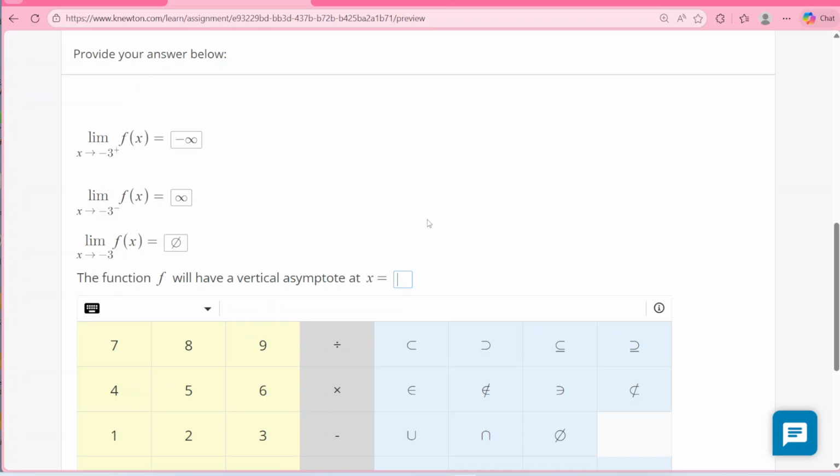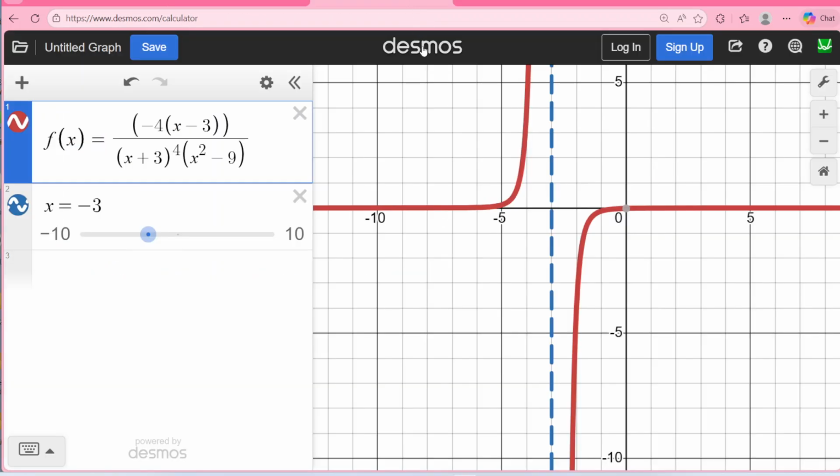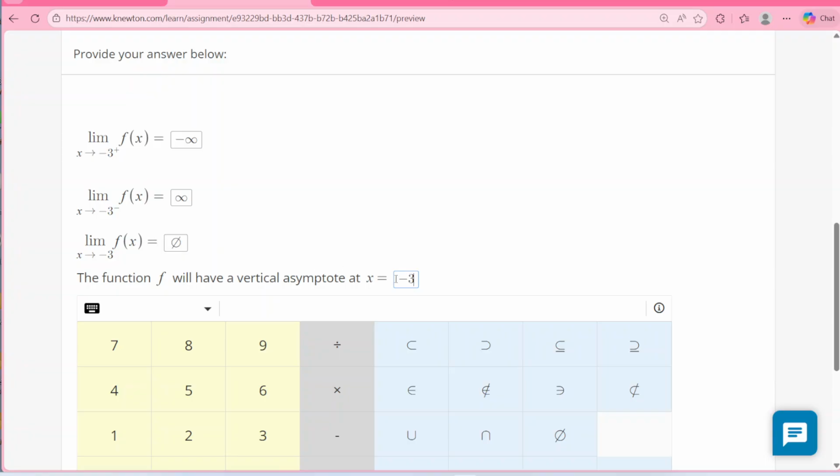Now, the function will have a vertical asymptote at x equals -3. I mean, you saw it, right? That's clearly a vertical asymptote. Like I said, it doesn't have to be both sides. If either side of a line goes to infinity or negative infinity, they call that line a vertical asymptote. So either side goes to some kind of infinity, you have a vertical asymptote there. So there is a vertical asymptote at x equals -3.